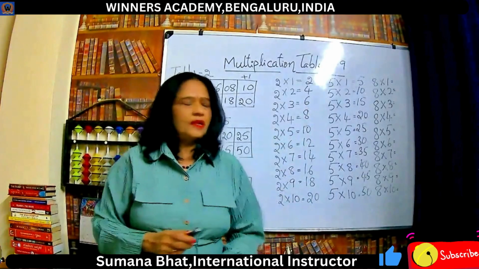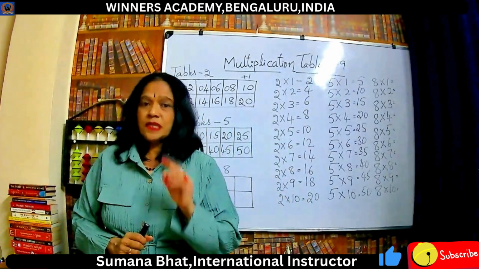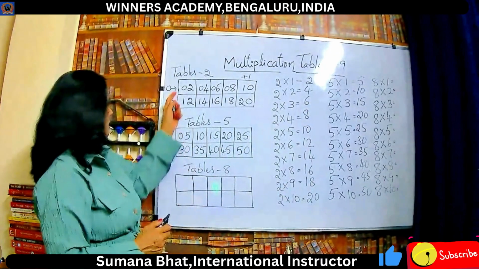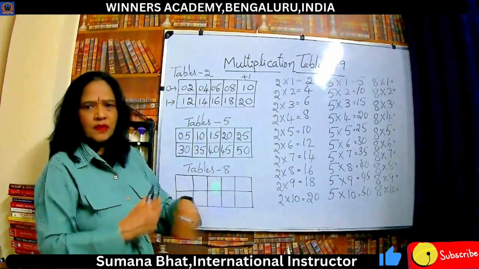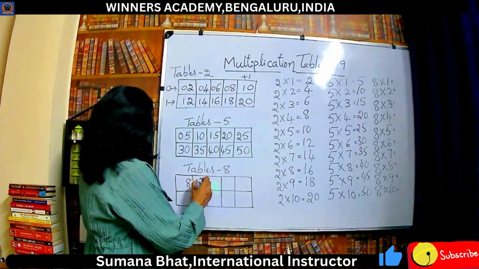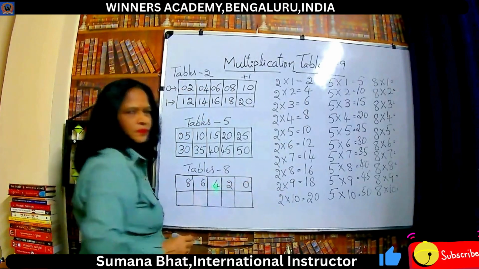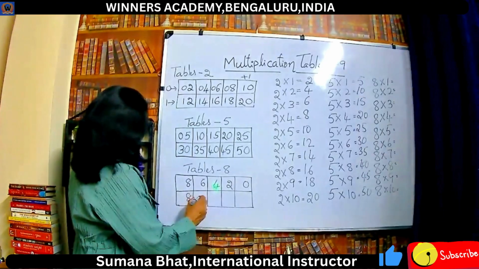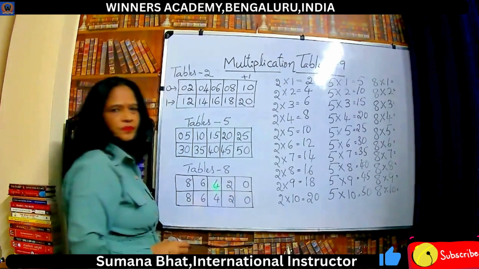And one more table we have here is 8. So how to write the table of 8 using the trick? 8 we have to write like this. Here we have done 2, 4, 6, 8, 0. Here we have to write the even numbers in the opposite order. Right here 8, then 6, then 4, 2, and 0. Okay. Here, again write 8, 6, 4, 2, 0.